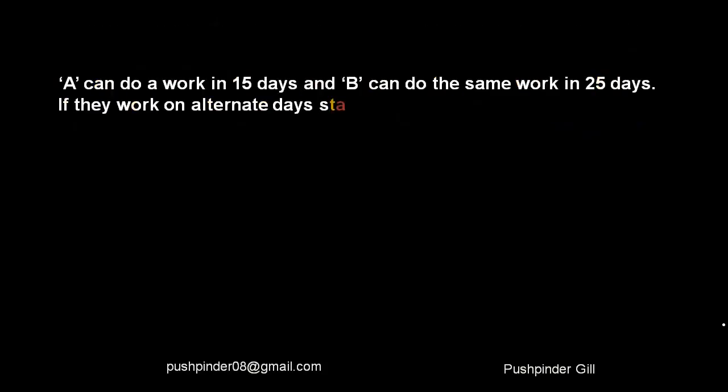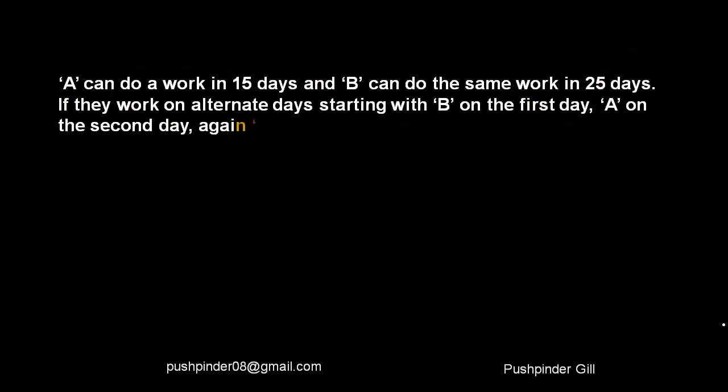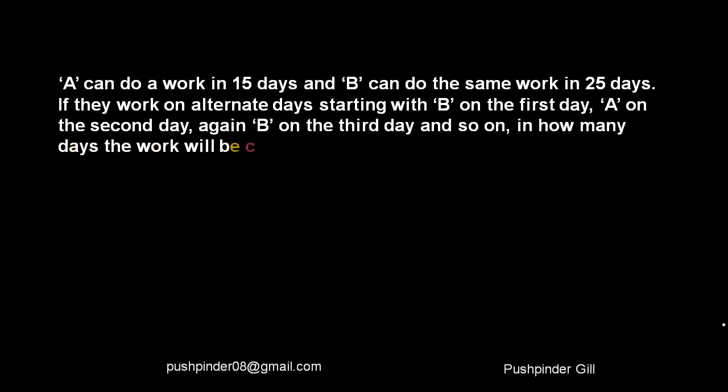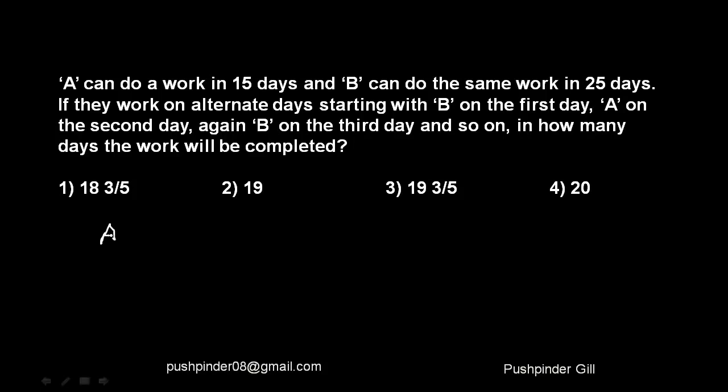Now in this question over here, A can do a work in 15 days, B can do the same work in 25 days, and if they work on alternate days, starting with B on the first day, now which is very important, he's trying to confuse you. It's starting with B on the first day, then A on the second day. So how many days will the work be completed? Again, the same kind of question, right? So let me just do it in a quick manner so that you are able to understand it.